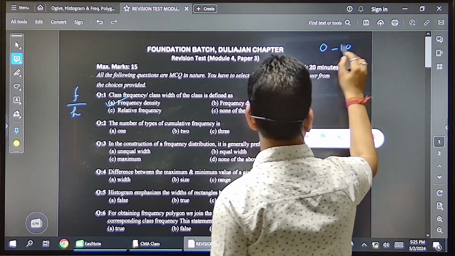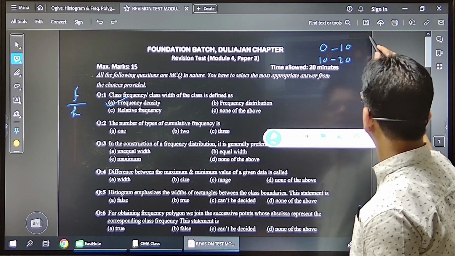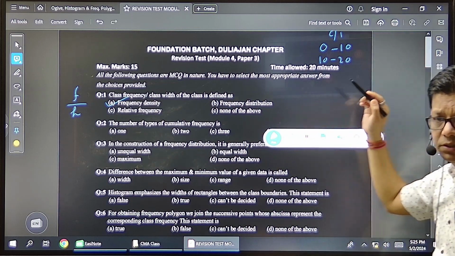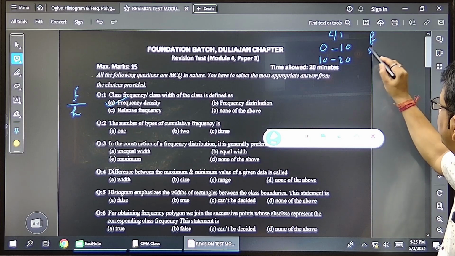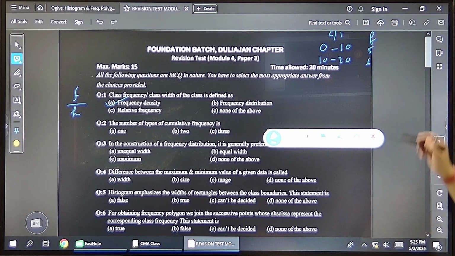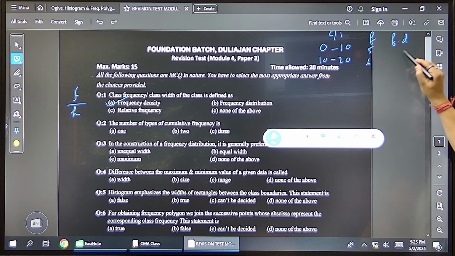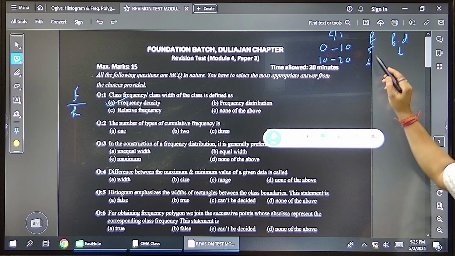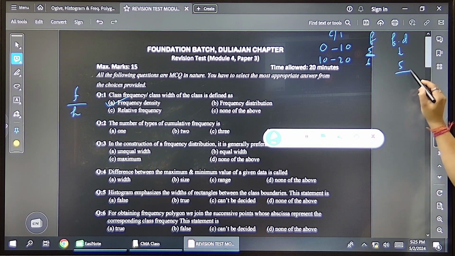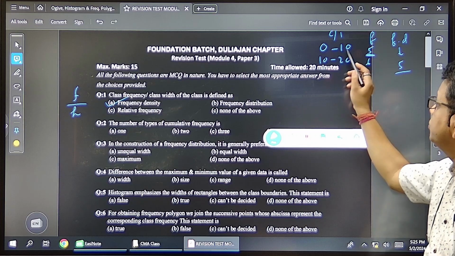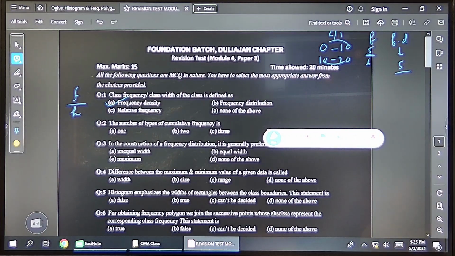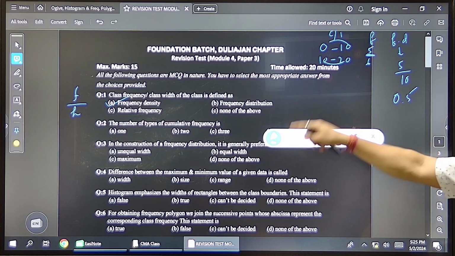Suppose 0 to 10, 10 to 20, like that it is there. This is the class interval. Do you remember the first class? Then this is your frequency, suppose it is 5, it is 6, like that. Now the frequency density: f means frequency. What is the frequency here? 5 by h. h is the class size. 0 to 10, 10 to 20, what is the gap? 10. The gap of 10 is the class size. So 5 by 10, 0.5 is the answer. Terms look difficult, but things are easy. Just the frequency is to be divided by the class width, and that's what the other two questions are.